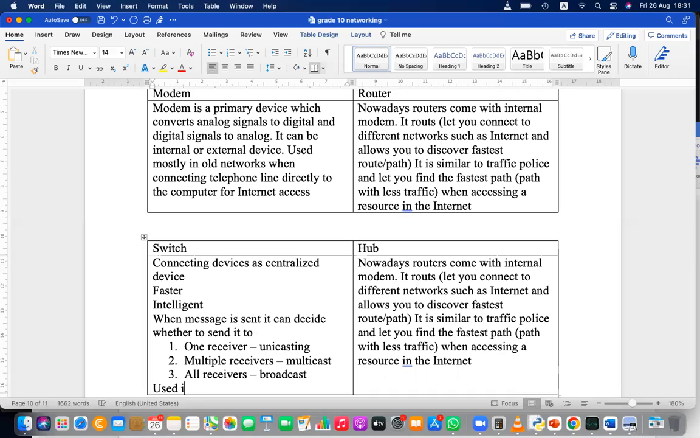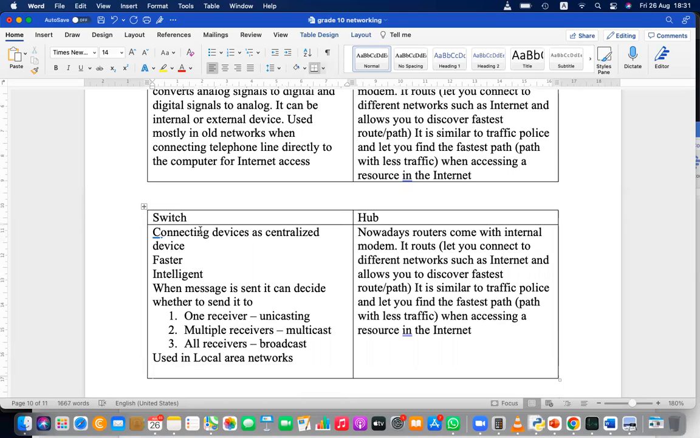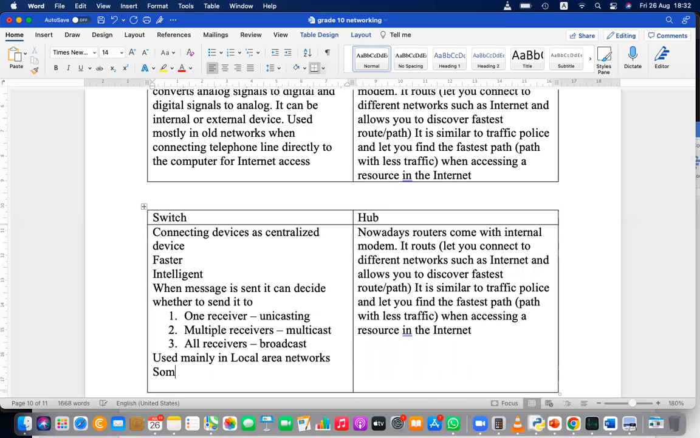Used mainly in local area networks. Some switches have a wireless connection mode.